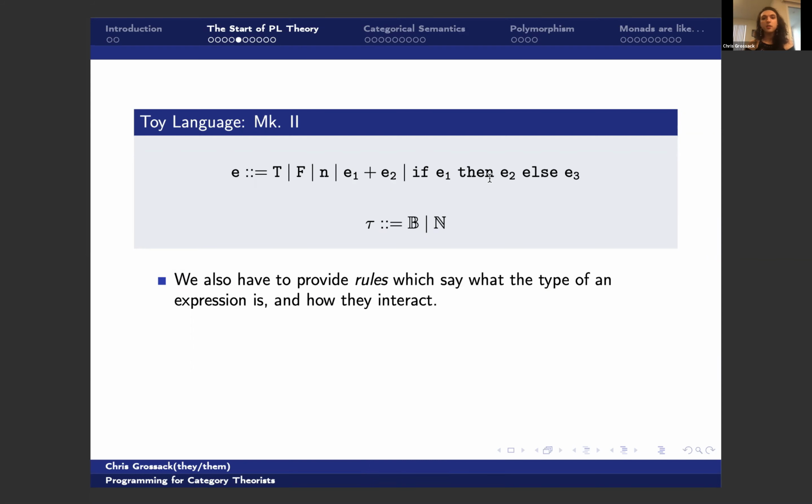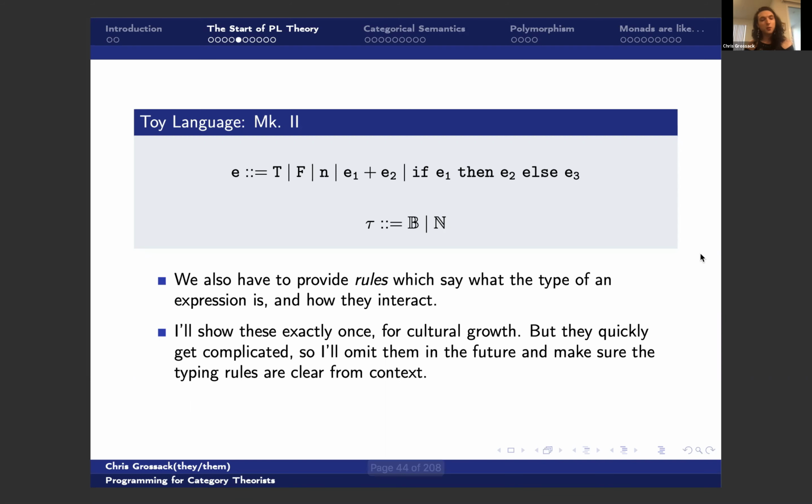So all of our expressions are the same, but now we also have these types tau that we're carrying along with our language. And we have this boldface B, the type of Booleans, and the type of naturals. And we also have to provide rules that tell us how our types interact. So I'm going to show these exactly once.